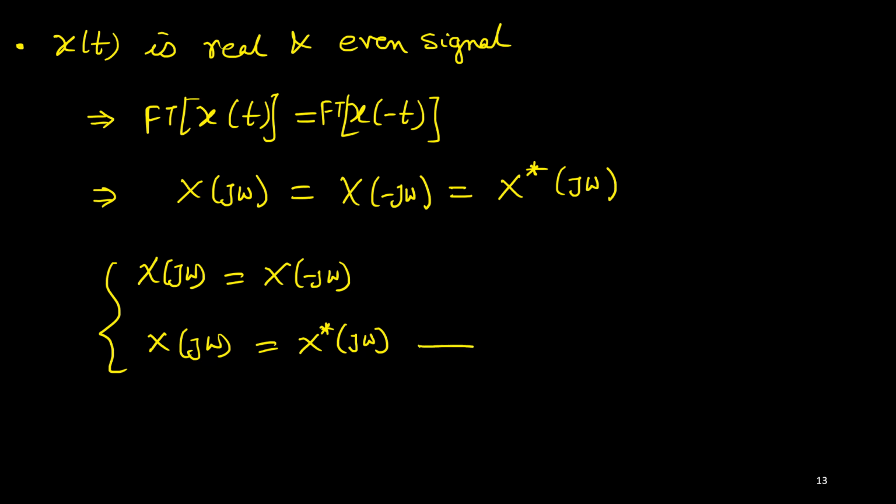That implies that X of j omega is a real function. That is important, and this implies, because this is X of j omega, X of minus j omega, omega and minus omega both will remain same, means again it's an even function.